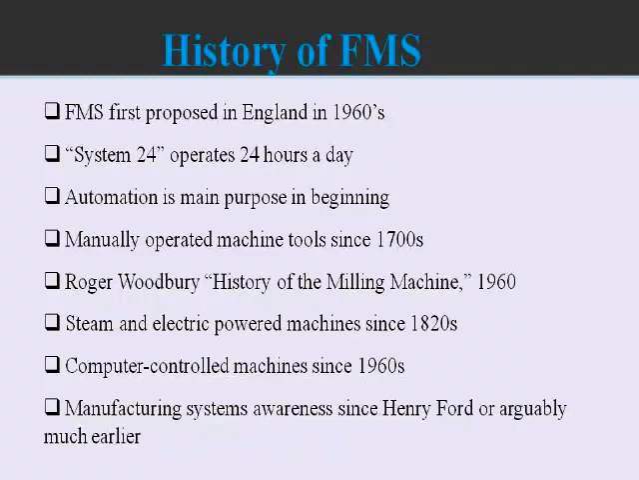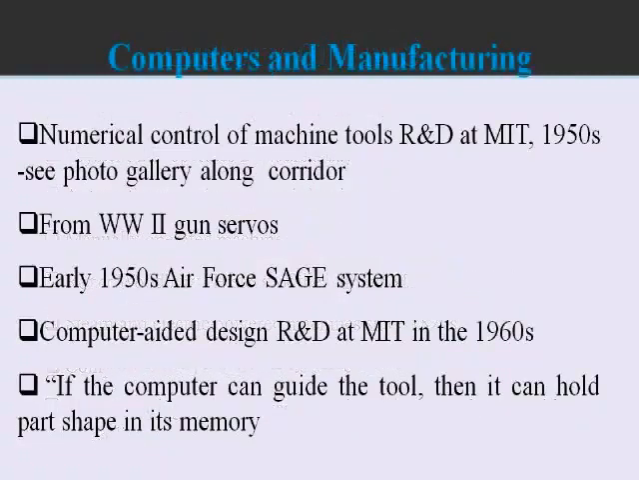We have had manually operated machines since the 1700s, and later Roger Woodbury made the milling machine, with steam and electrical powered machines since the 1820s. Then from 1940 onwards came the CNC machines, and from the 1960s onwards, particularly from 1962, computer numerical controls were used industrially. Manufacturing systems awareness began with Henry Ford, from 1910 onwards. Numerical control of machine tools had its R&D efforts and development at MIT during the 1950s.